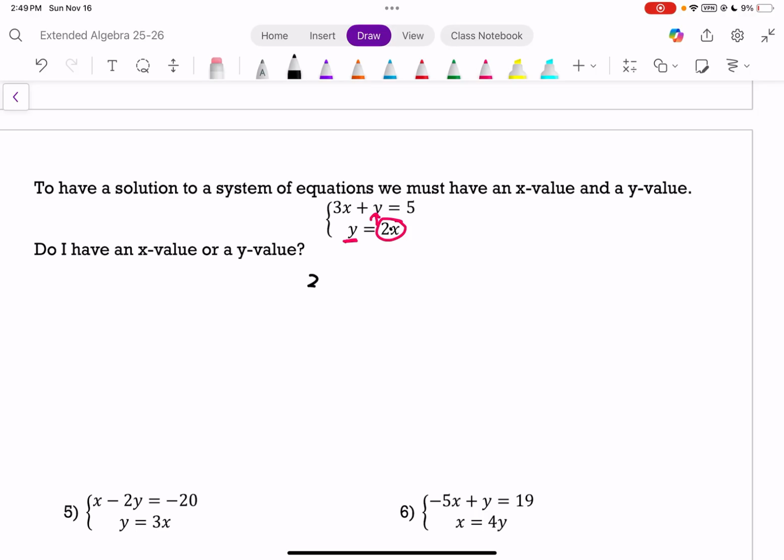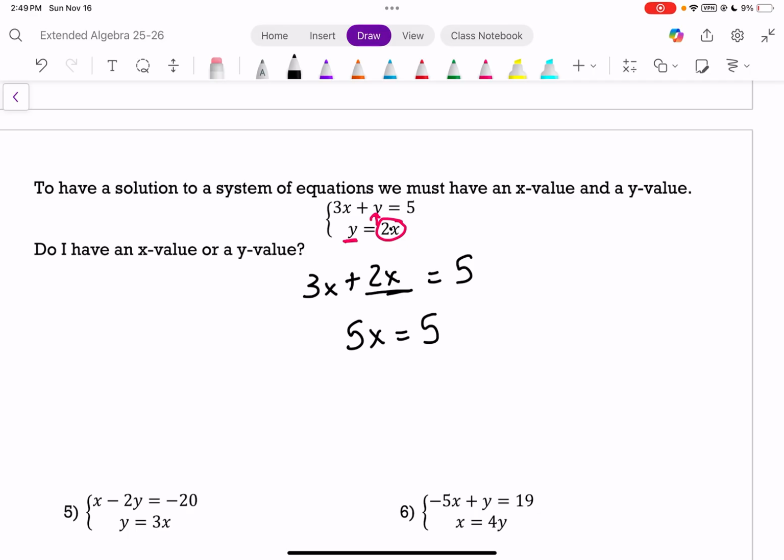So when I do that, I would have 3x plus my y is 2x, and that has to equal 5. Well, now when I look at that left side, I have 2 x's, so I'm going to put those together. So if I have 3x and I add 2x, it would become 5x.